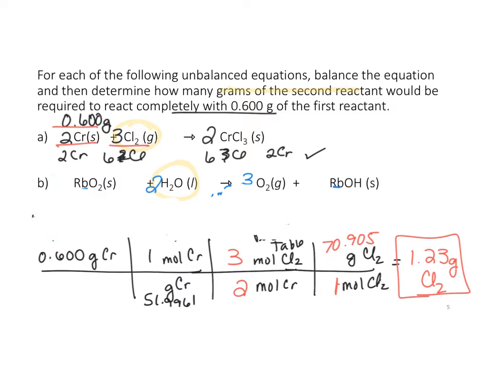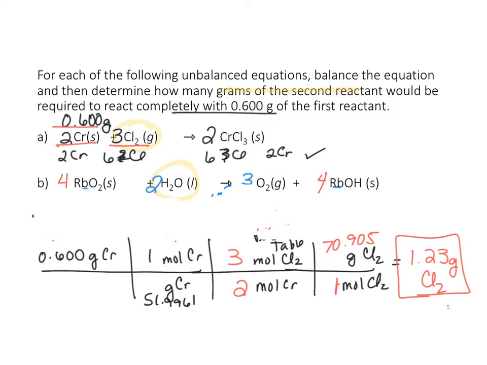Put the 4 and the 4, 4 and a 4. All right, so let's just double check. We got 4 rubidium, we got 10 oxygens, and we have 4 hydrogens. Over here we have 4 rubidium, we have 4 hydrogens, and then we have 6 plus 4 is 10 oxygens. So yes, we have a balanced equation, and you got to start with a balanced equation.